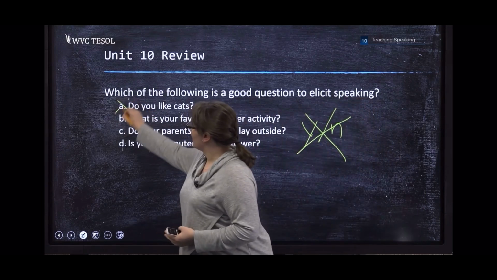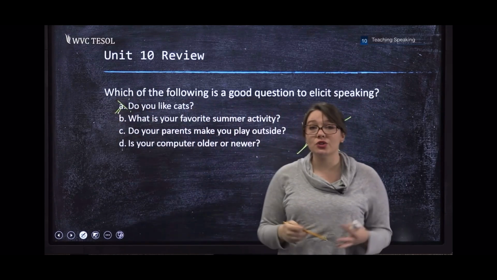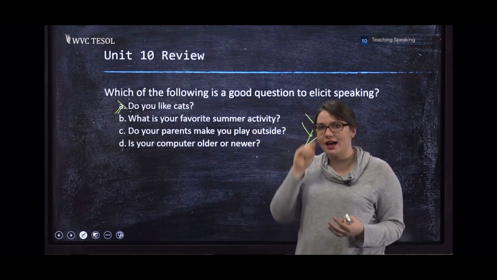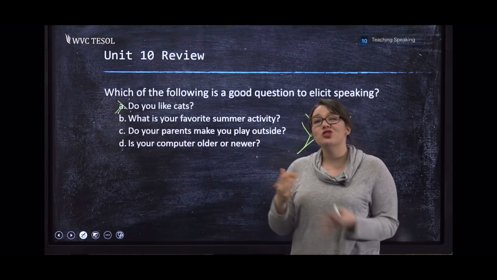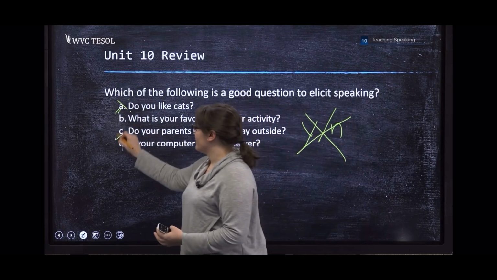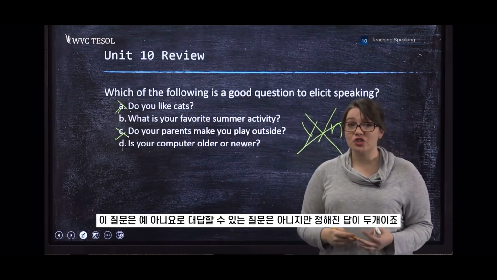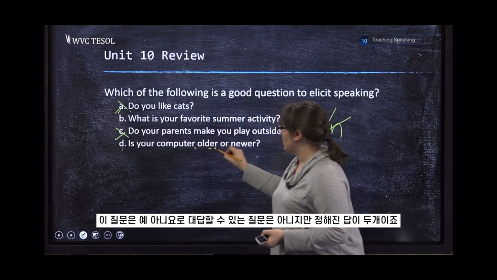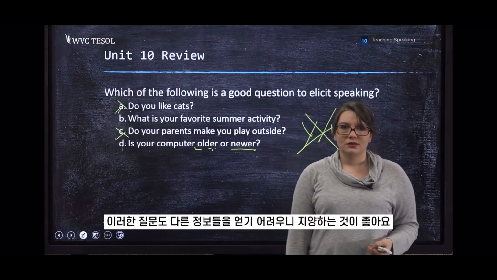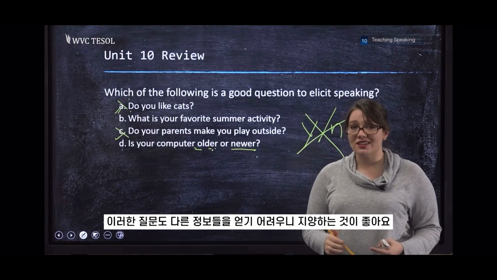So, do questions are generally just yes or no. Do your parents make you play outside? Yes, no. There's no other information asked for. Is your computer older or newer? That's not a yes or no question, but there are only 2 answers. Older and newer. So you're not getting more information than that one word.